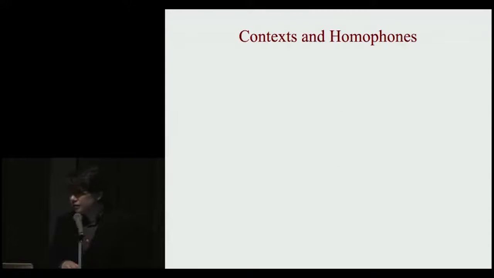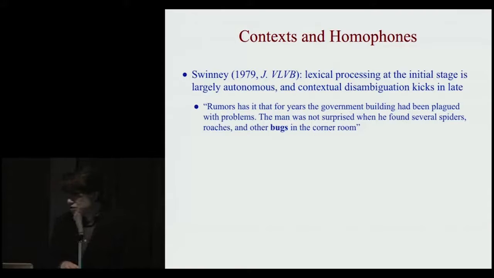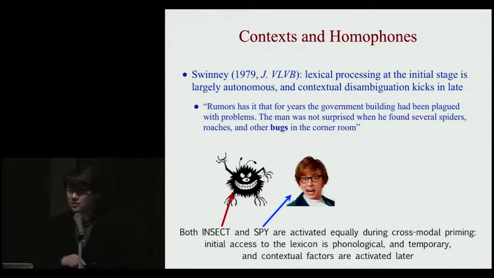This is one of the earliest studies by David Swinney, highly influential, showing that lexical processing at the very initial stage of language processing is highly autonomous. Contextual cues come much later. By later, I mean later by 100 milliseconds, but not 5 seconds. So here's an example. Rumor has it that for years, the government building had been plagued with problems. The man was not surprised when he discovered several spiders, roaches, and other bugs in a corner of the room. So bug, of course, is ambiguous.